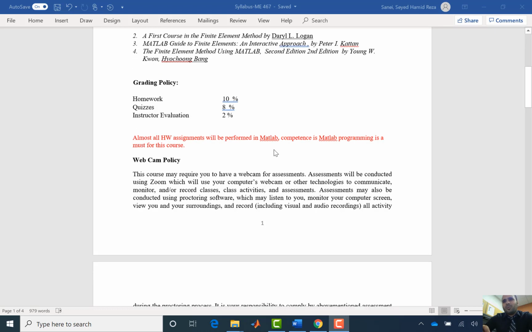Most of your homeworks are going to be with MATLAB again. So we're going to use MATLAB to develop our own FEA code, as opposed to the lab component, where you use ANSYS all the time. We are going to use MATLAB all the time.